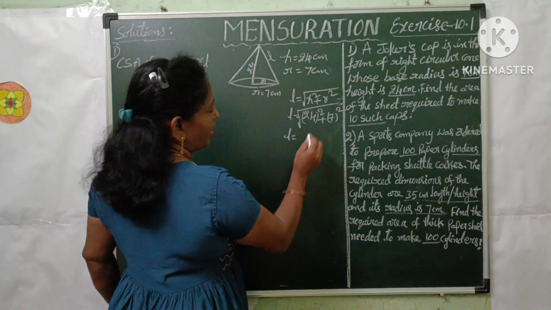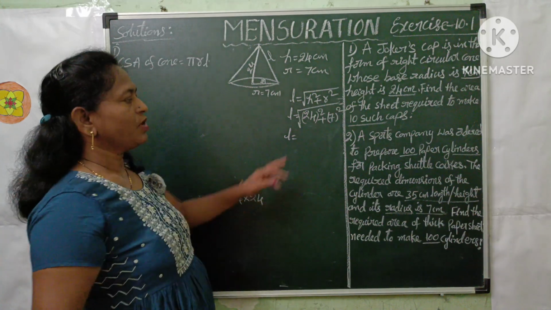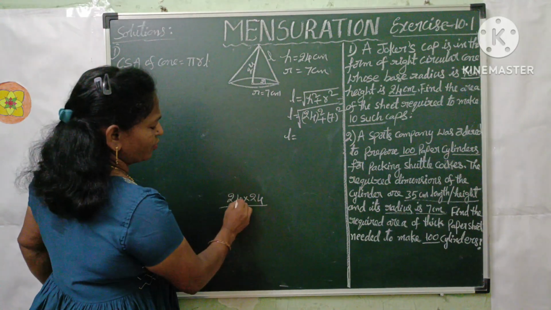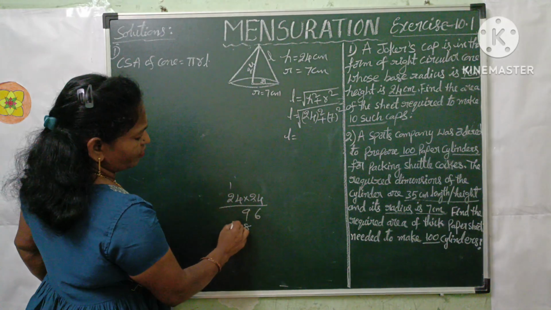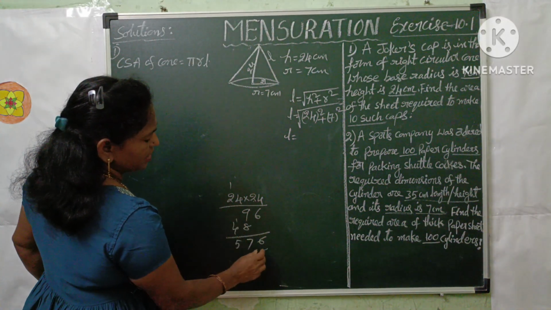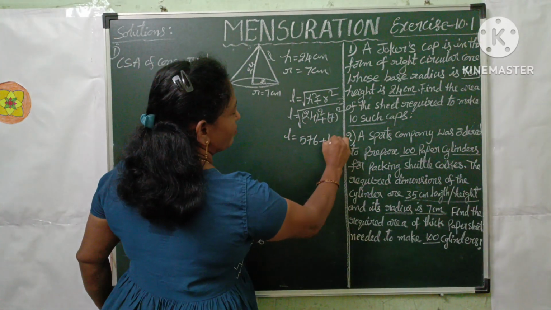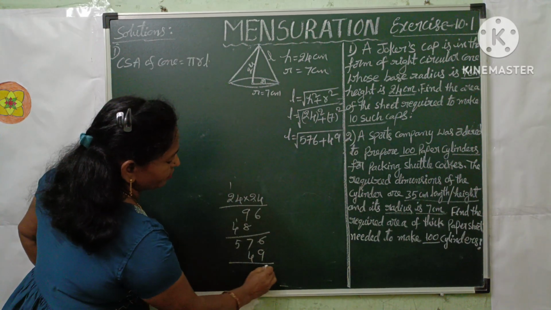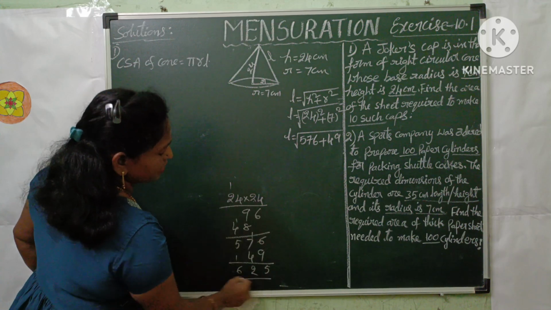Therefore, l equal to square root of 24 into 24, because 24 square means it multiplies itself two times. 4 4s are 16, 2 4s are 8 plus 1 is 9, 2 2s are 4, so 576. So 576 plus 7 7s are 49. Now add this 49: 625.